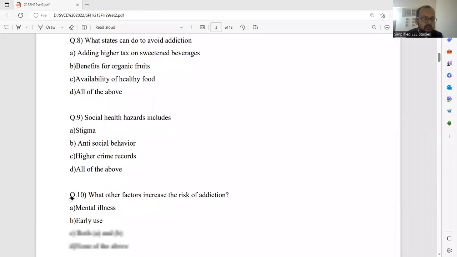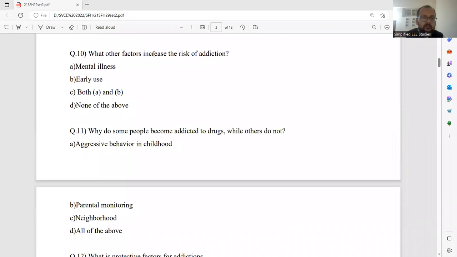Moving further, question number 10, you can see, what other factors increase the risk of addiction? Which would be the right answer? Question number 10, C will be the right answer. Both A and B will be the right answer: mental illness as well as early use. Question number 11. Why do some people become addicted to drugs while others are not?